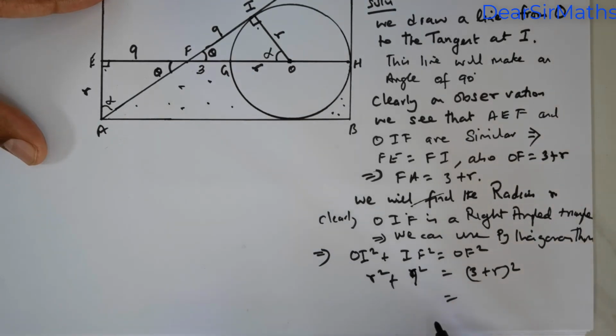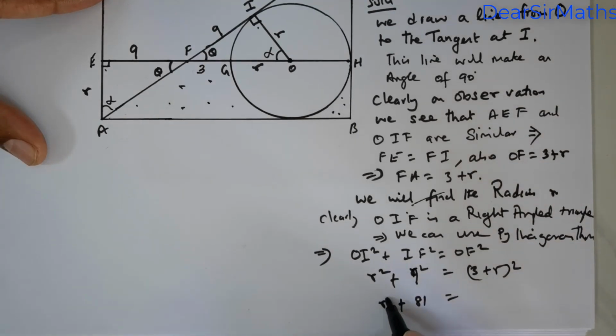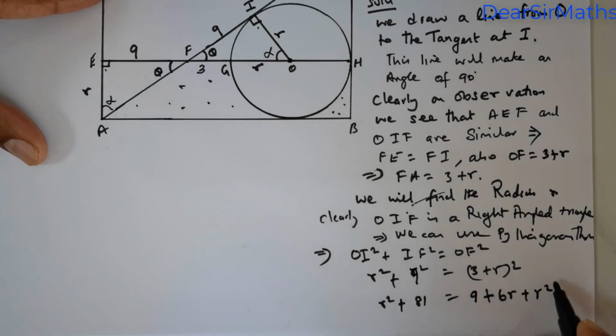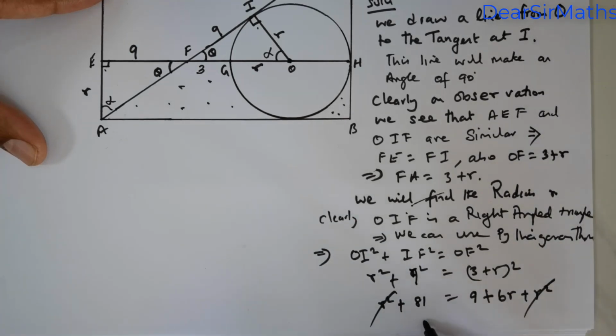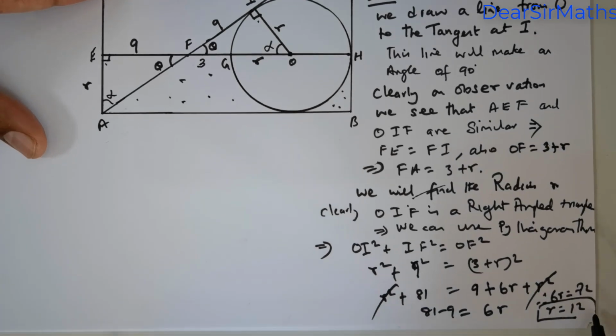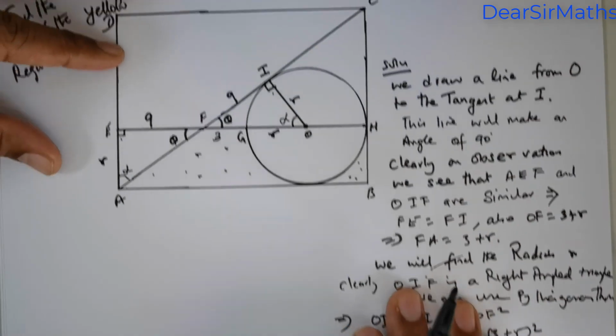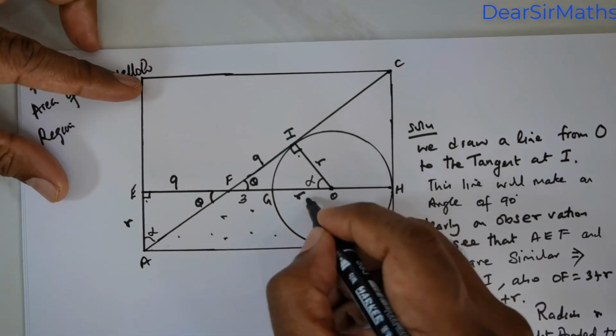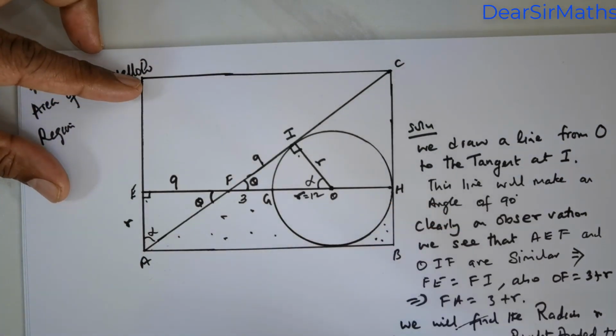I expand this. This is 81 plus R squared equals 9 plus 6R plus R squared. R squared can be cancelled. This is going to be 81 minus 9 is equal to 6R. Therefore 6R is equal to 72. R is equal to 12 units. So you can put it in a box. So R is equal to 12. So this is going to be 12 units.